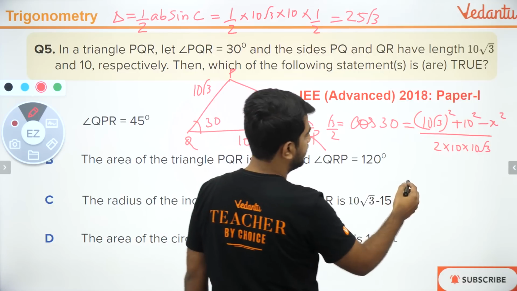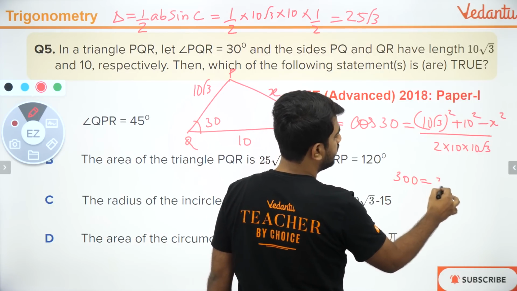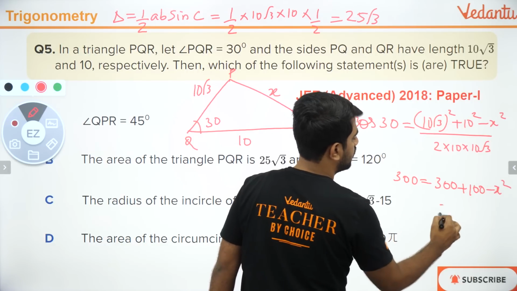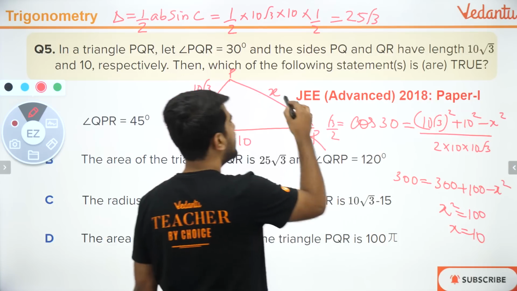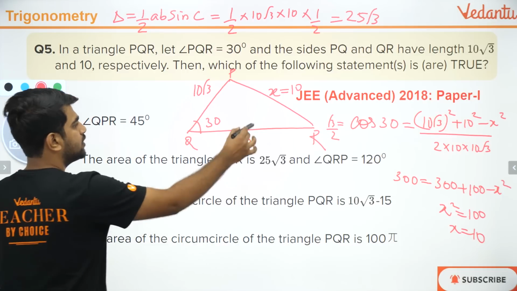Now cross multiply. When you cross multiply, what do you get? You get 300 is equal to 300 plus 100 minus x square. So x square is equal to 100, x is equal to 10. So I get that this side is also equal to 10. That means what? It's an isosceles triangle.